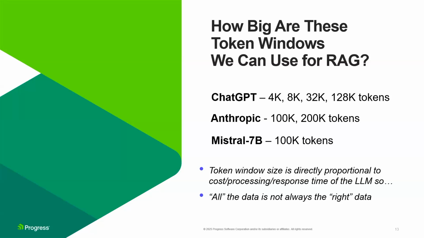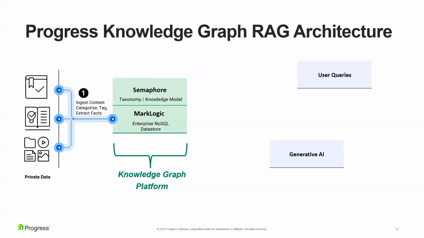So really, what I'm trying to do with this prompt engineering through these token windows is not send all the data. I want to just send the right data to the LLM to give me the best response. So then the question becomes, how do I find the right data to send? Well, that's where knowledge graphs really can help us solve this problem. All right. And knowledge graphs, you can think of them as two pieces.